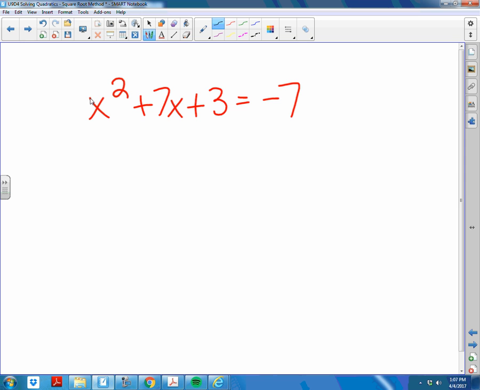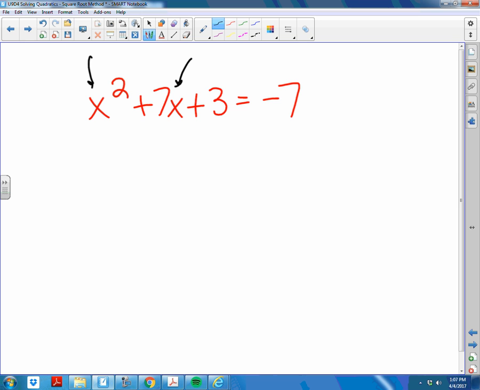Sydney said find the zeros, and she was very close. The only problem is this is not equal to 0, so finding the zeros is going to do nothing. What I'm really asking you to find is the value or values of x that make this true. It's an equation. Most of you do not have the ability to do that just looking at it.